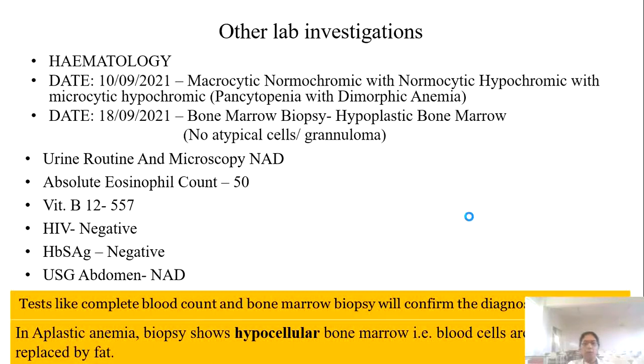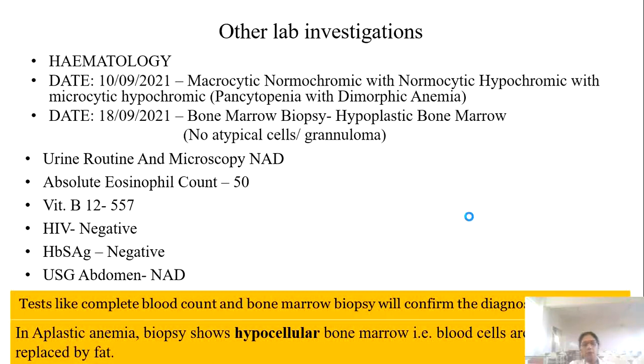Urine routine and microscopy was done here, and no abnormal observations were seen. Absolute eosinophil count was 50, vitamin B12 557, HIV negative, HBsAg negative, and USG abdomen showed no other complications. This indicates that the main complication is with the bone marrow, as the bone marrow biopsy indicates a hypoplastic bone marrow. So these tests are done to confirm the diagnosis.